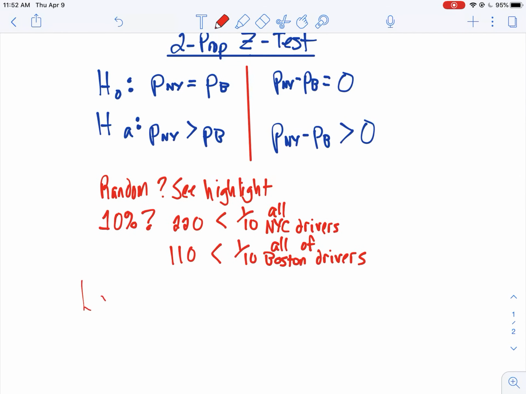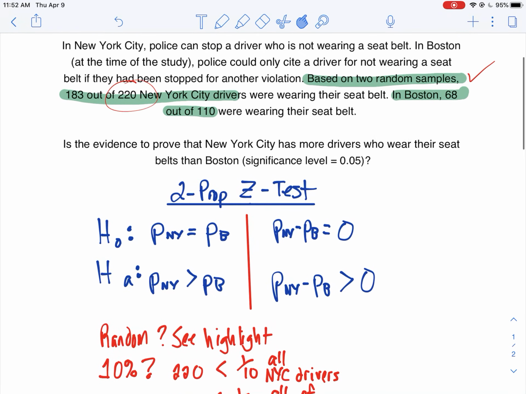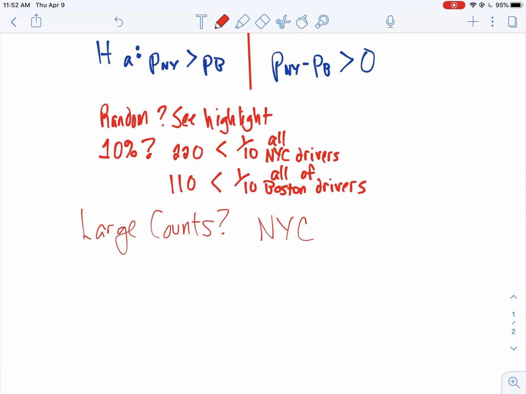All right, let's see. Next we have large counts. All right, and here's another thing. People are combining the large counts. You can't do that. You have to approach them separately. So what I'm going to do is label them specifically. I'll start out with New York first, NYC. All right, let's take a look. We have 183 wearing their seatbelt. 183, that is definitely greater than 10.